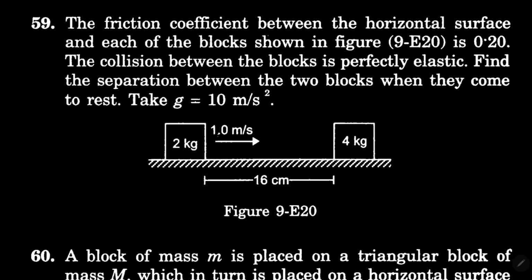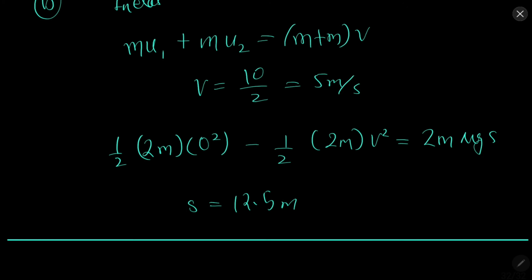In question 59, a friction coefficient between horizontal surface and each of the blocks is shown. We need to find separation between the two blocks when they come to rest. So this is solution 59.